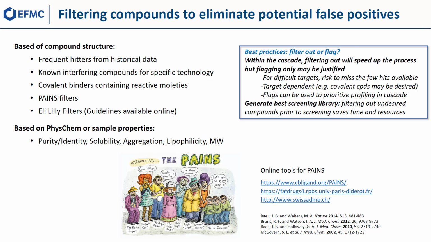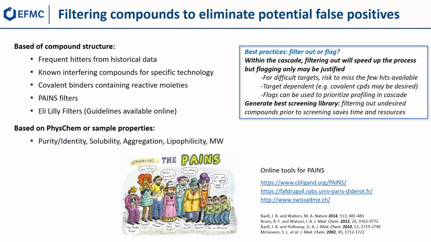You can also do this based on physchem or sample properties. We mentioned purity, identity, solubility, aggregation, lipophilicity, or molecular weight. Now, one of the questions that very often comes up during a screen, during the validation process, is: do we filter out compounds, meaning we discard them, or do we just flag them for later? Obviously, if you filter them out, this will speed up the process, and there's anyway a low chance that these compounds are interesting. But in some cases, flagging only may be justified.